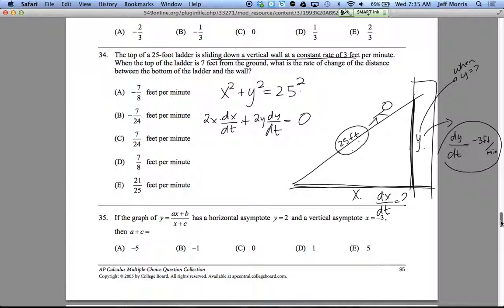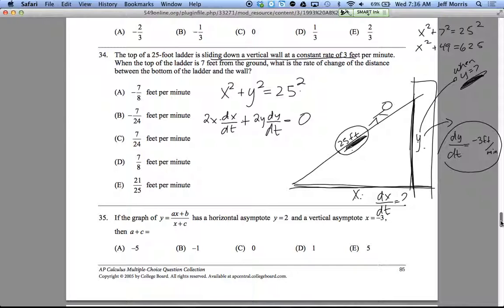Now, plug in what you know. What do you know? Do we know dy dt? Yeah. Do we know x? Can you find x? If you know y is 7, and you know this is always 25, what is x going to be? How can you find x? Pythagorean theorem. You just go x squared plus 7 squared is equal to 25 squared. That's going to be x squared plus 49 equals 625.